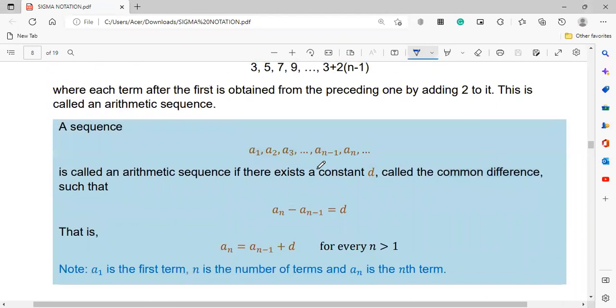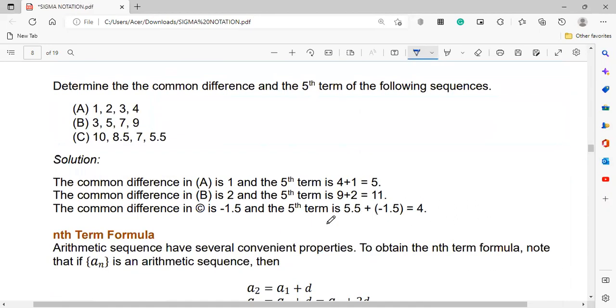Okay, so the formula in finding the common difference is that you just need to subtract the preceding from the succeeding. For example, subtract the fourth term from the fifth term. So fifth term minus fourth term, so makukuha mo ang common difference.